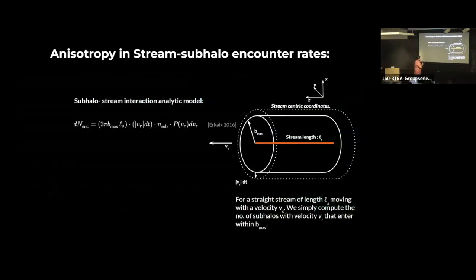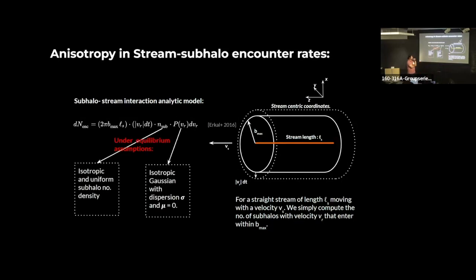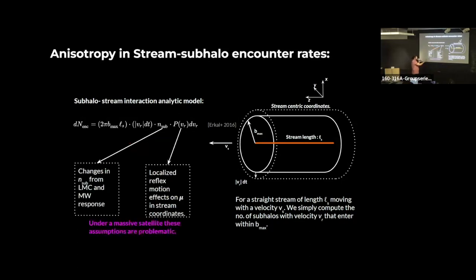Right. So the way people actually look at these stream-subhalo encounter rates is by building an analytic model. The analytic model is as simple as counting the number of subhalos entering some sort of cylinder around the stream length, which is this orange bar. What it depends on is majorly two factors: like I said, the number density and the velocity distribution of subhalos with respect to the stream. And we know that under the influence of the LMC, these both change.